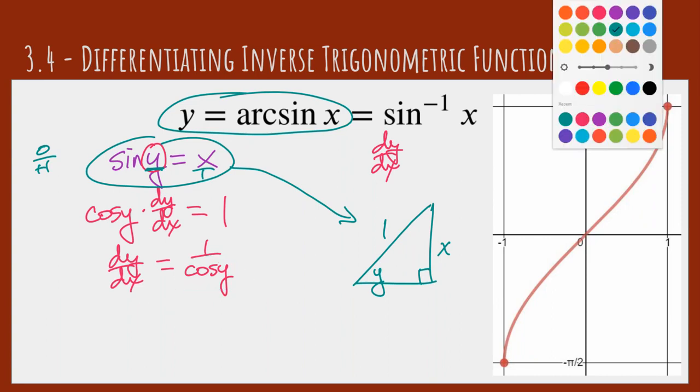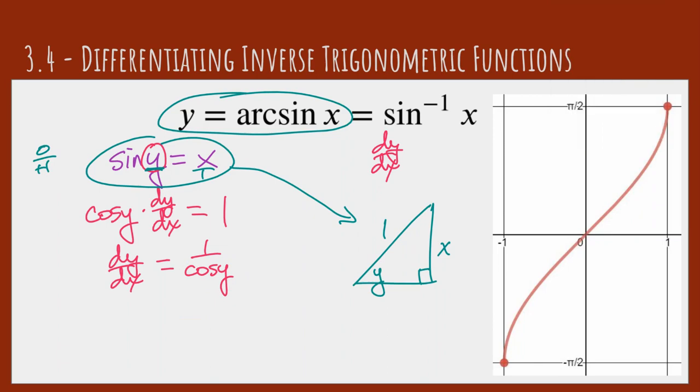So the sine of y gave us the triangle setup, but using the Pythagorean theorem, we can figure out that this side is going to be the square root of 1 minus x squared. And the cosine of y in this triangle then is going to be adjacent over hypotenuse. So the cosine of y is going to be the square root of 1 minus x squared. So this derivative then, replacing the cosine of y with that expression, is going to be 1 over the square root of 1 minus x squared.